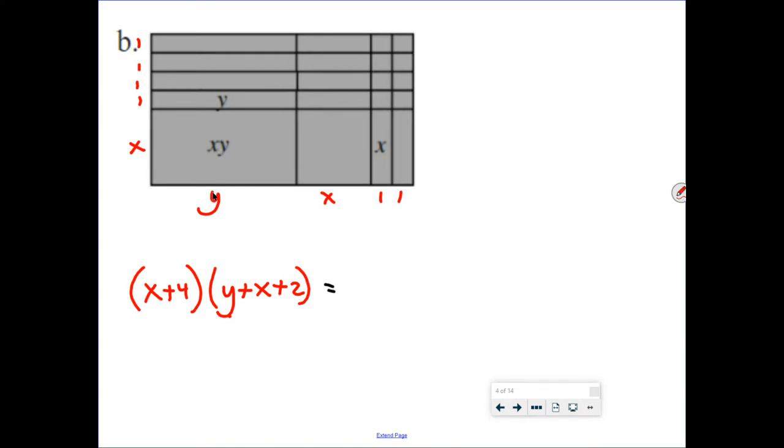Now let's do the area as a sum. So area as a sum, I've got xy plus this right here would be an x squared, because this right here is x all the way this way and x all the way this way, so x squared.